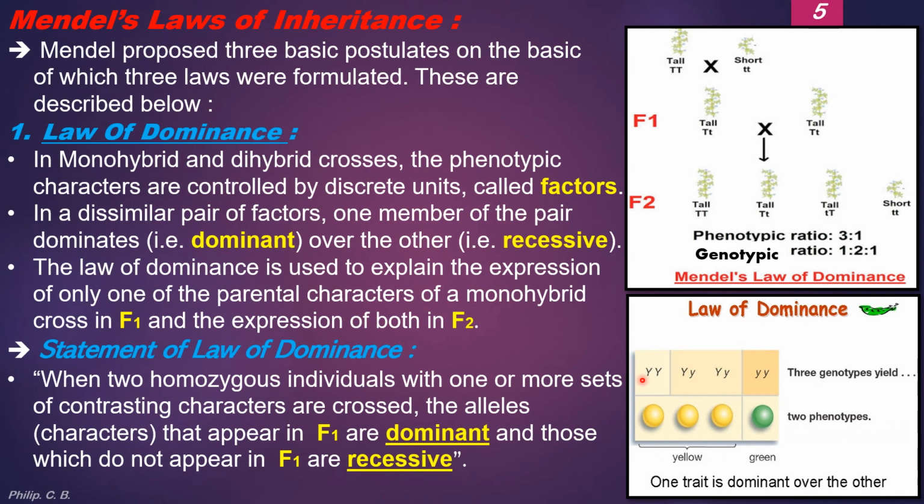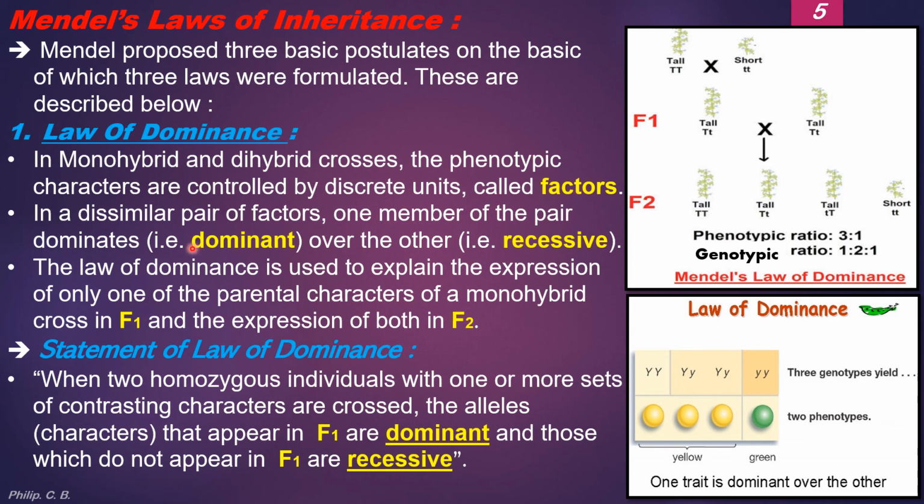Now, moving further, we come across Mendel's laws of inheritance. Mendel proposed 3 basic postulates on the basis of which 3 laws were formulated. These are described below. First, the law of dominance. In monohybrid and dihybrid crosses, the phenotypic characters are controlled by discrete units called factors, a term coined by Mendel, because initially it was not known that these are nothing but genes.